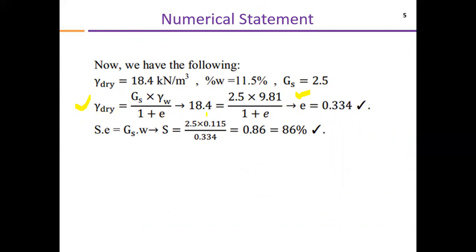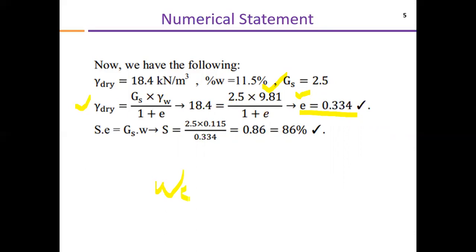So gamma dry is 18.4, and Gs is 2.5, given in the statement. Gamma W is not given in the statement, but it is a universal constant that the value of gamma W is equal to 9.81 kilonewton per cubic meter. Now, rearranging this equation, you will find the void ratio of soil as e is equal to 0.334.